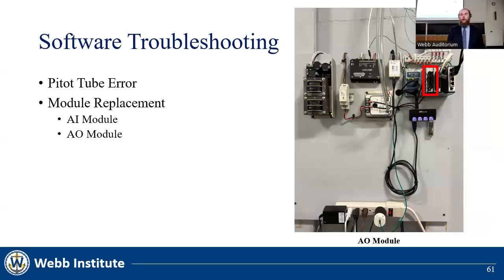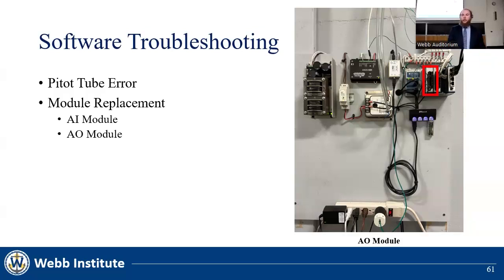Despite the resolution of the MathScript and file path errors, the pitot tube was still throwing an error and was incapable of communicating wind speeds. It was determined that the source of the error was the National Instruments signal processing module connected to the pitot tube. The tube was wired to an analog input, or AI module.